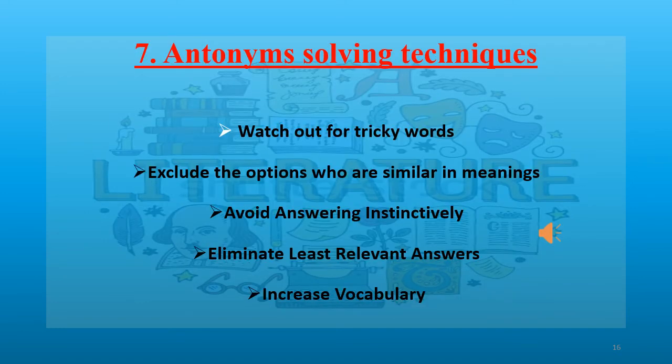Antonym solving techniques. Students, there are certain antonym solving techniques which may help you to identify the right antonyms in the MCQs and will help you a lot. The first one is to watch out for tricky words. For this, try to identify the meanings of the words and evaluate whether each has a positive, negative or neutral meaning. If the given word has a positive meaning, its antonym will have a negative meaning. And if the given word has a negative meaning, its antonym will have a positive meaning.